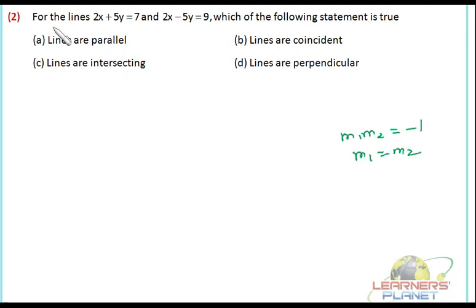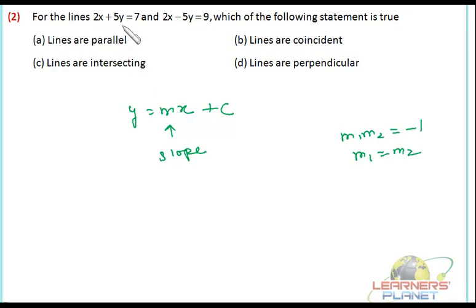The first problem before us is: for the lines 2x plus 5y is equal to 7 and 2x minus 5y is equal to 9, which of the following statements is true, right? So first of all, we should be able to find out the value of the slope from the given equation of lines, right? Now how do we do that? See, we have one form, that is y is equal to mx plus c. Here the slope is specifically seen, right? So what we do, we try to convert the given equation of the line into this format. Initially you can convert, gradually you can do it without any conversion.